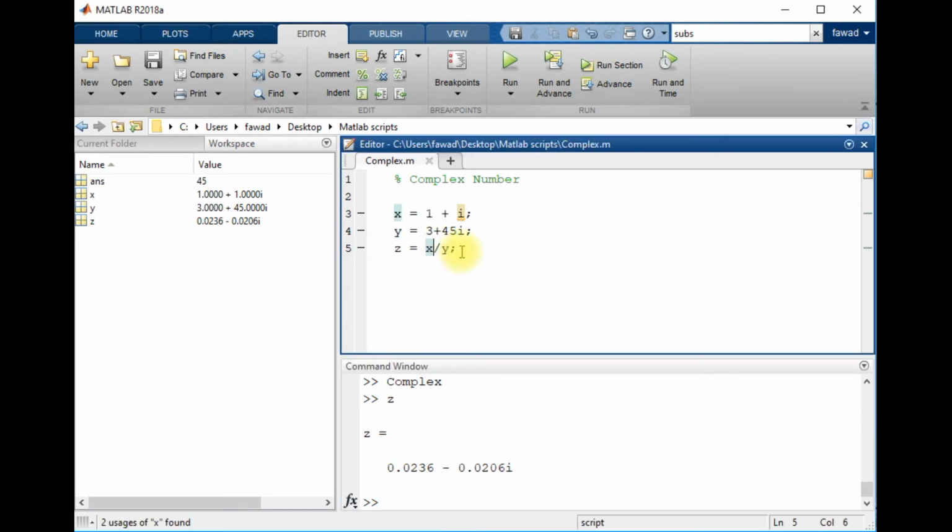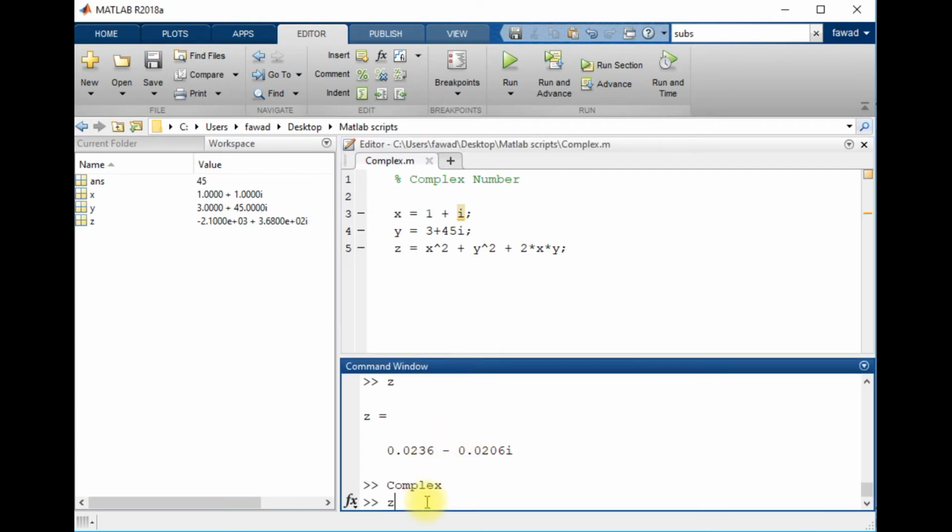If I do it like this, z equals x squared plus y squared plus 2xy. Now you can see the result of z is equal to this thing.